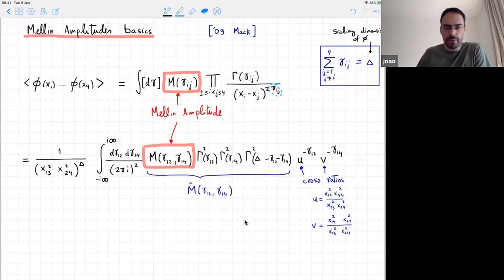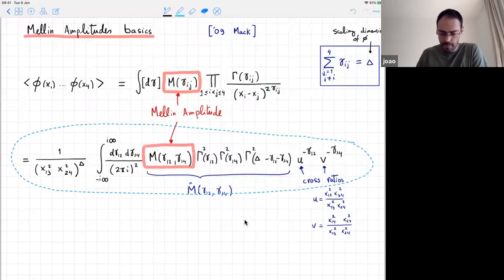But for the 4-point function of equal operators, which is basically what I will focus on today, we can really write a very explicit formula, and it's a Mellin transform in terms of the cross ratios. Okay?